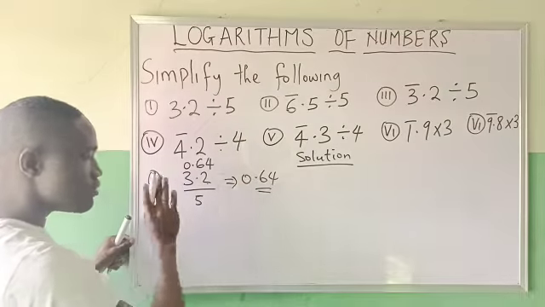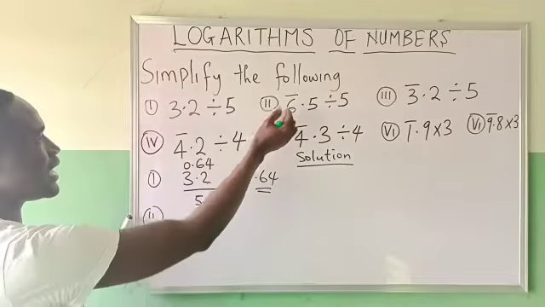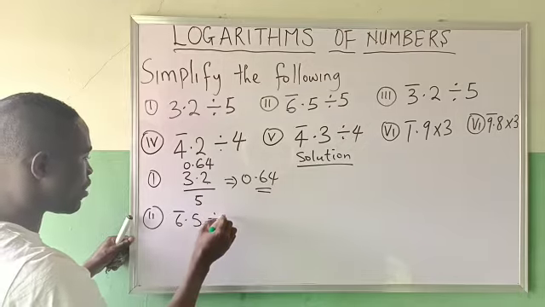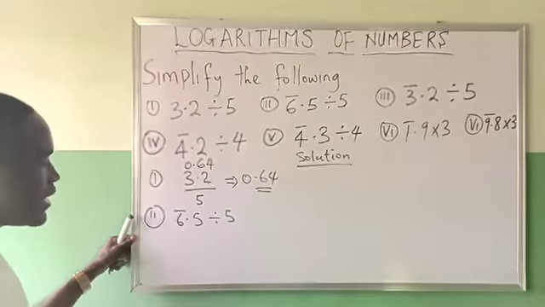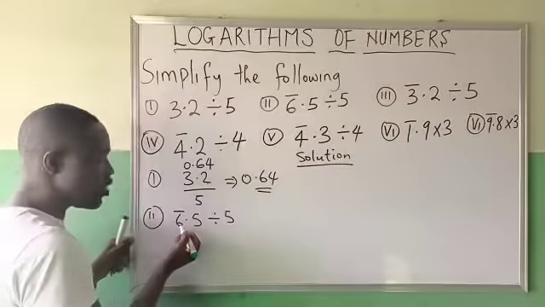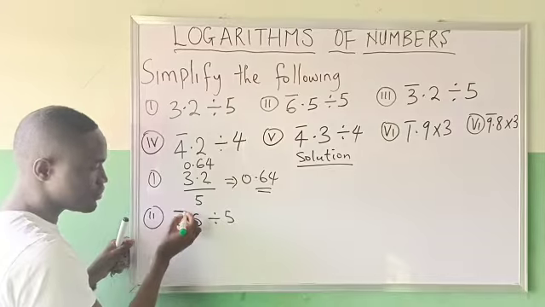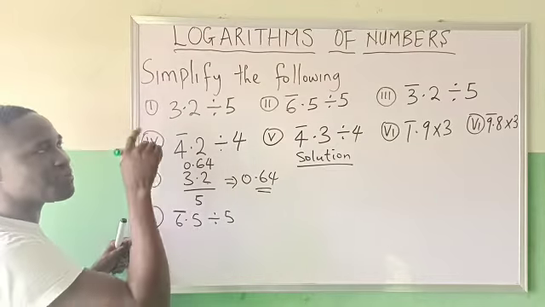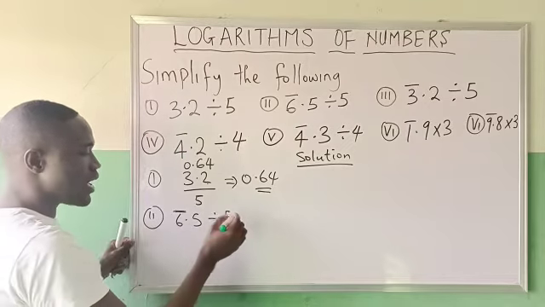This is an ordinary number. Now in question 2, it has a bar. Bar 6.5 divided by 5. When you have a case like this, please don't go and divide this straight away because it has a bar. And this bar means that the integer is negative. That is x power minus 6. So you don't go straight away and do it.